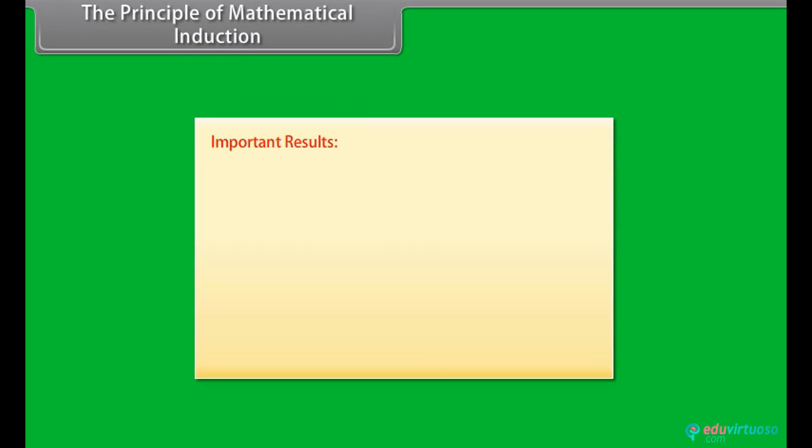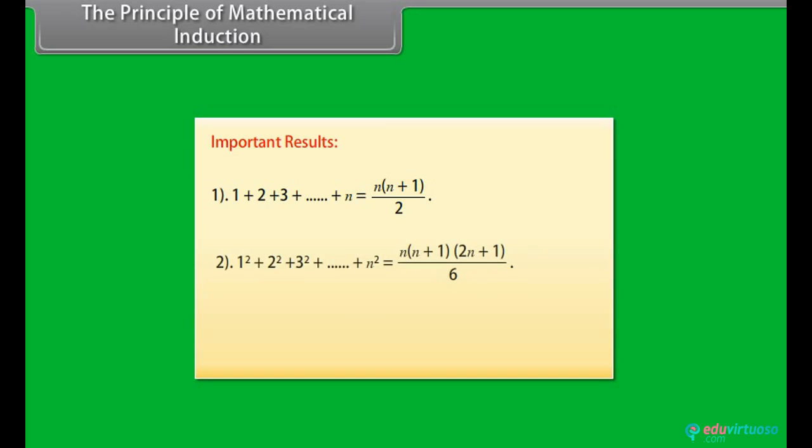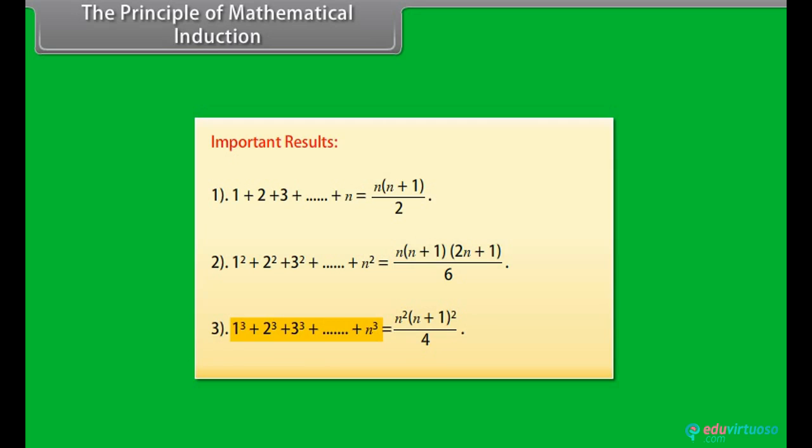Important results. 1 plus 2 plus 3 up to n is equal to n(n+1)/2. 1 square plus 2 square plus 3 square up to n square is equal to n(n+1)(2n+1)/6. 1 cube plus 2 cube plus 3 cube up to n cube is equal to n square (n+1) square by 4.